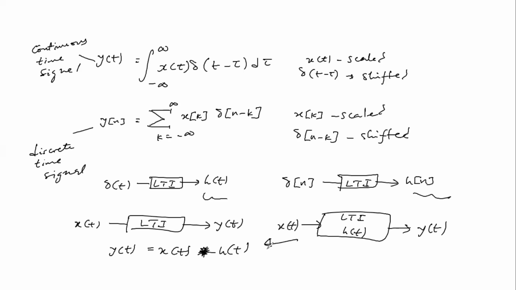Yes, sir. So you're saying that once we figure out what h of t is, once we feed any input into an LTI system, we can always know what the output will be by using convolution, such that y of t will now be s of t convolved with h of t. Is that clear?